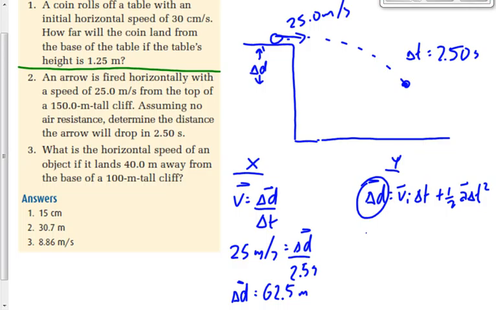Looking for delta D here. Can you tell me what VI is for the y component? 0. That 25 meters per second is all horizontal, none of it downwards or upwards. So we'll just cross that off. 0 times t is 0. A is negative 9.81, and t is 2.5. We got to square that. 2.5 squared times 9.81 times 0.5 is 30.7.